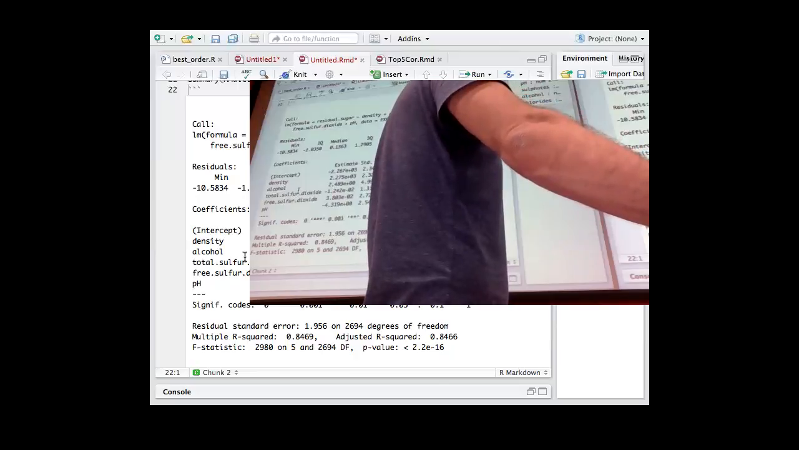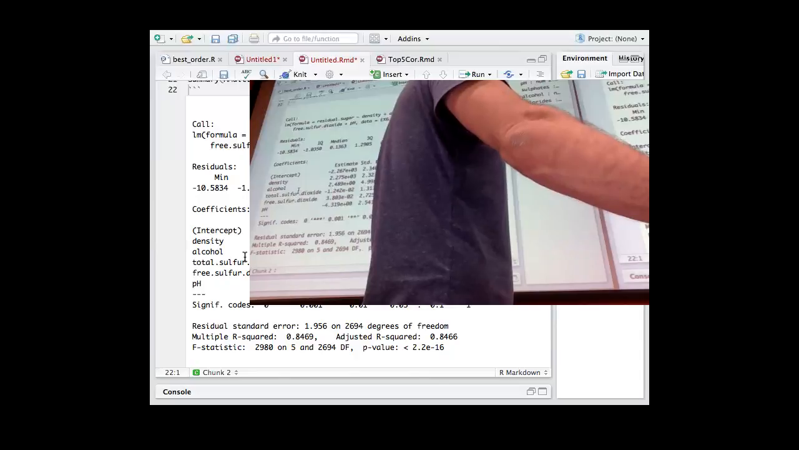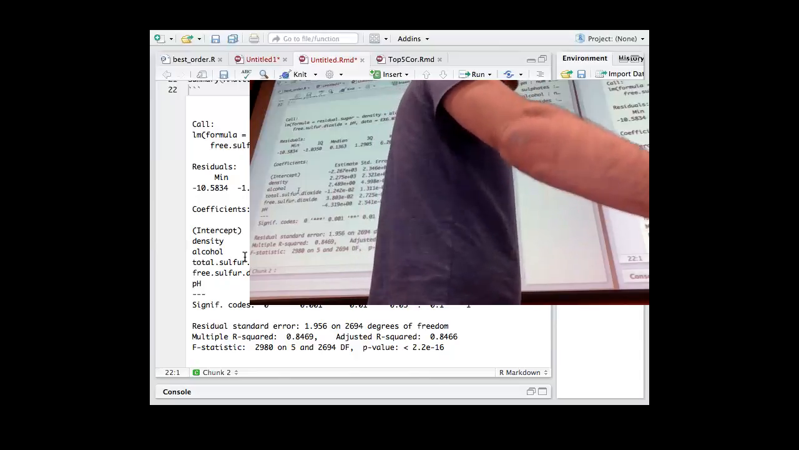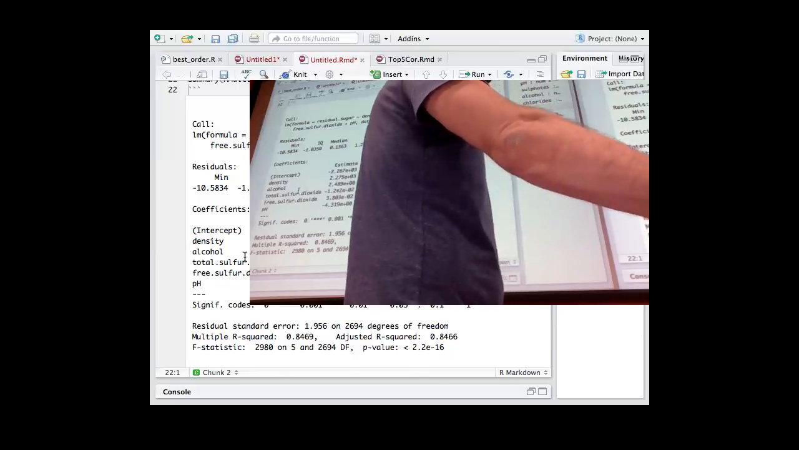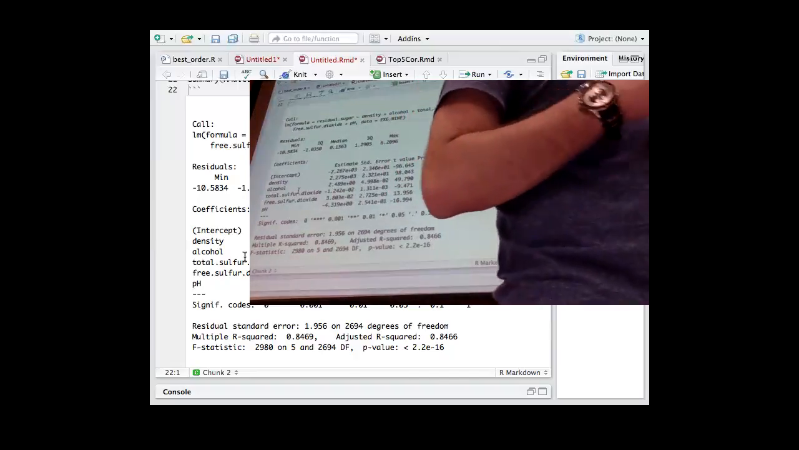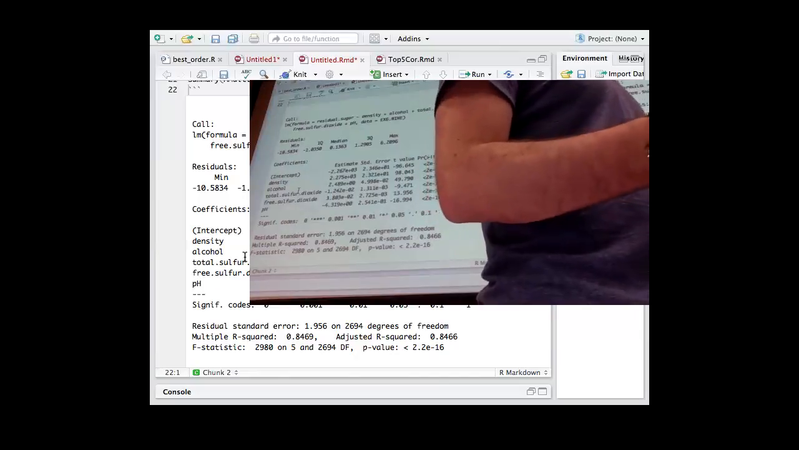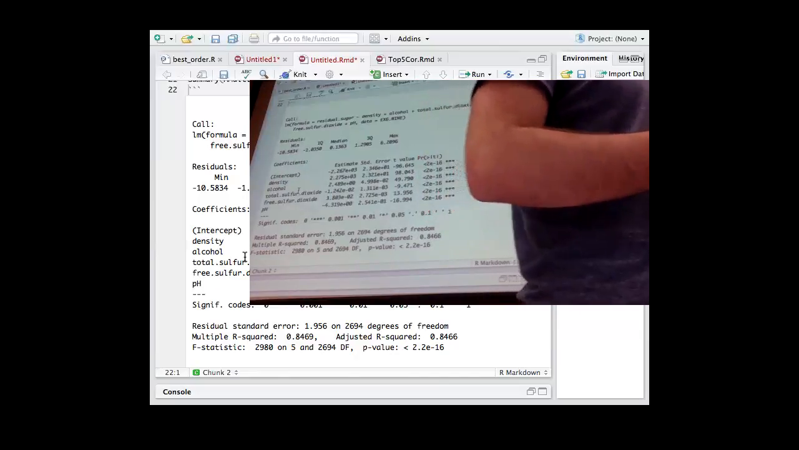Because you look at how much it changes, and pH also changes a lot too. Wines must not have that much of a pH scale. But let's interpret the coefficient of alcohol. Let's do it by the book. We have a multiple regression right now. We are interpreting the coefficient of alcohol, and we want to take a stab at this.